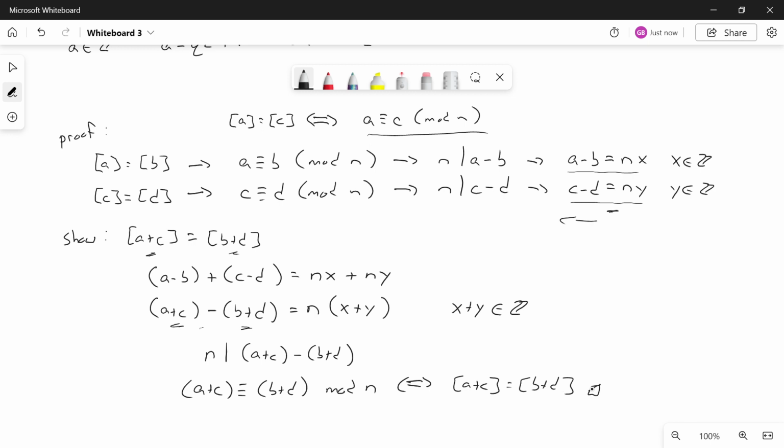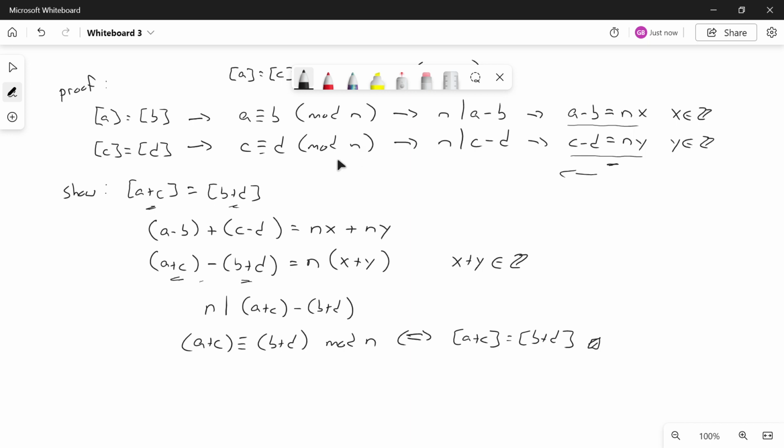So we proved that for addition. Now we want to prove this for multiplication as well. So again, all we're doing is showing that the basics of arithmetic that we would do in Z translates in relatively the same way that we would do it in Z mod n.